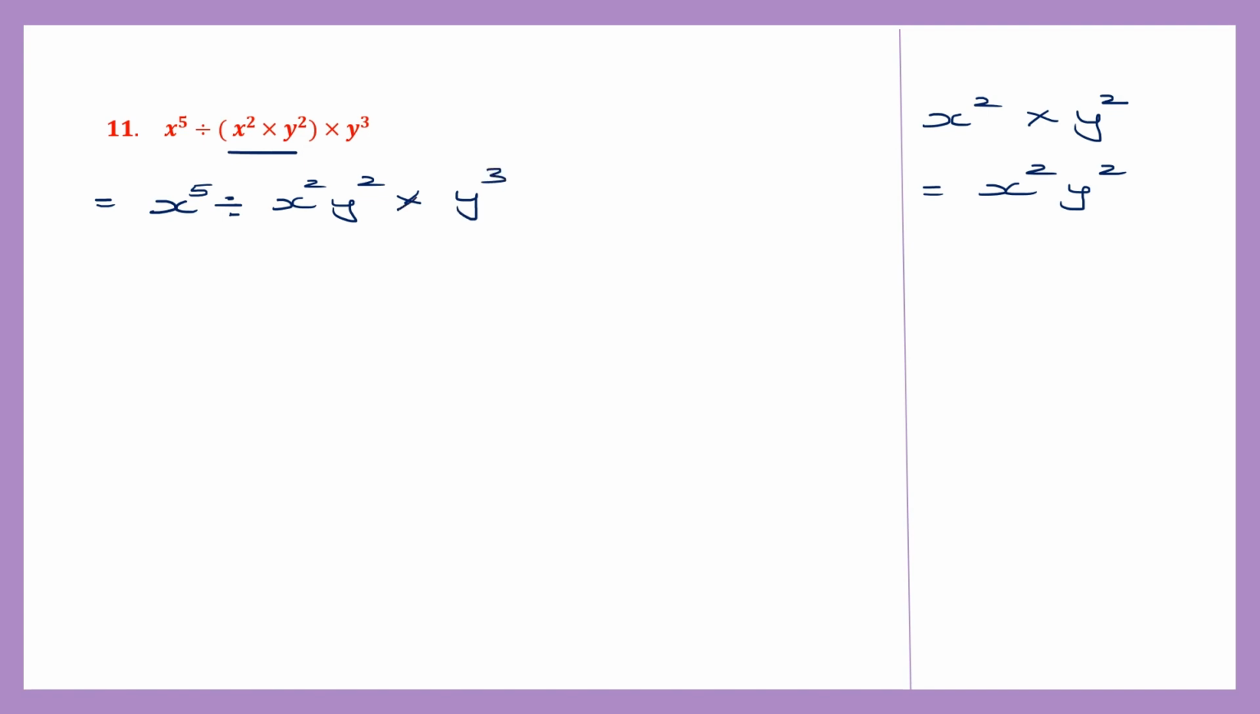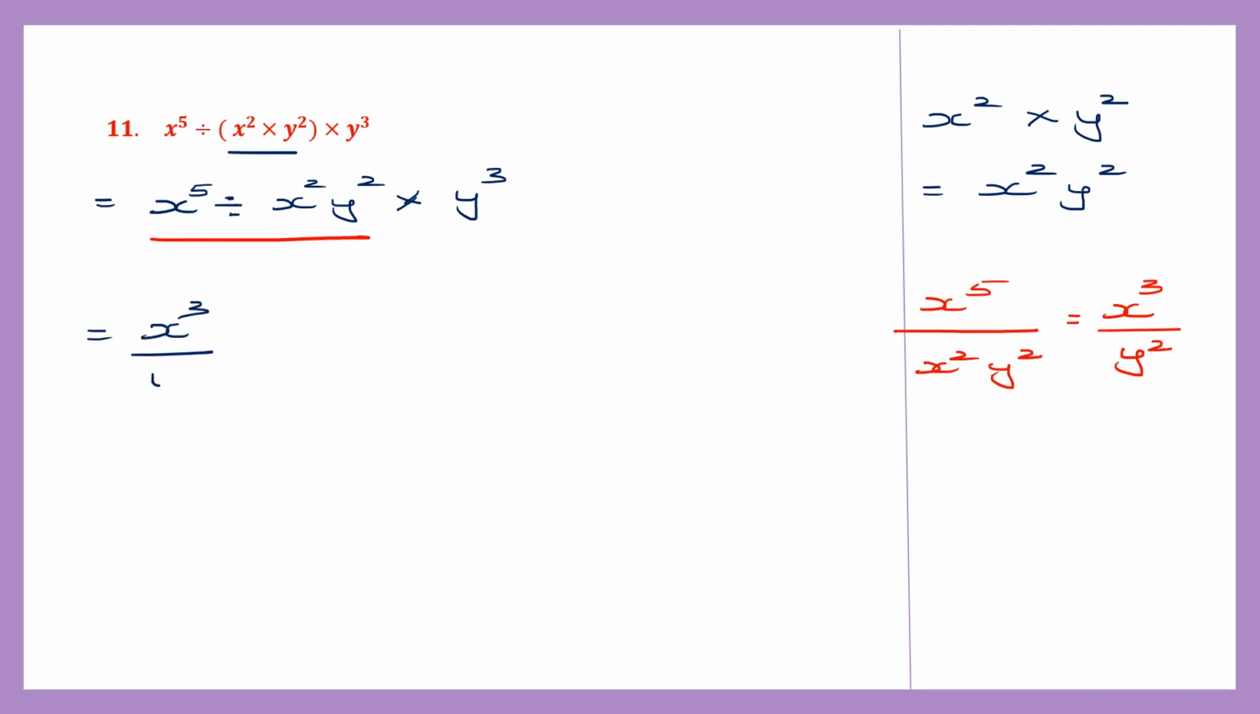So now what do we have here? We have division and multiplication. According to BODMAS, division has to be done. So let's write that down here: x to the power of 5 divided by x square y square. This will be x to the power of 5 minus 2, x to the power of 3, by y square. Y square will remain down. So we have worked this out and we got x cubed by y square.